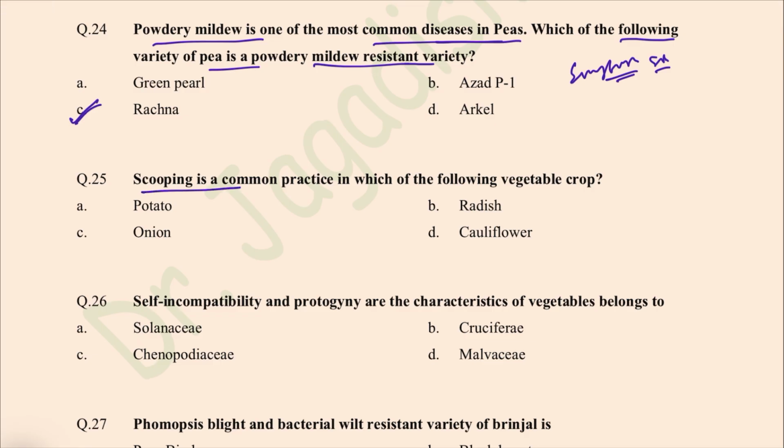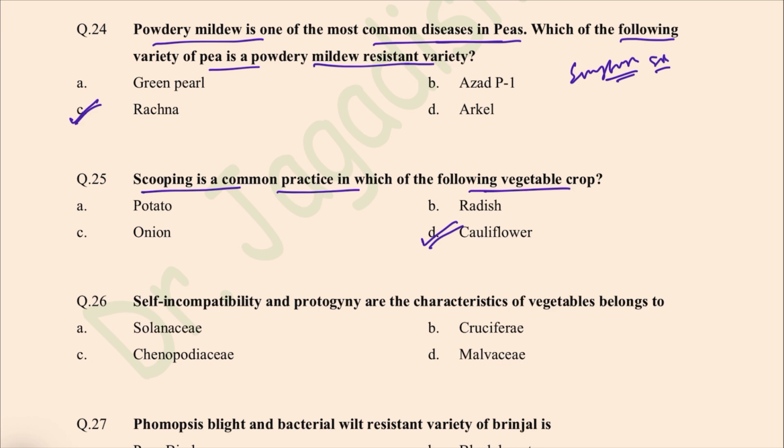Scooping is common practice in which of the following vegetable crops? Scooping is common practice in cauliflower. So basically, in terms of vegetable seed production, scooping is a practice performed on the cauliflower curd, or edible portion.